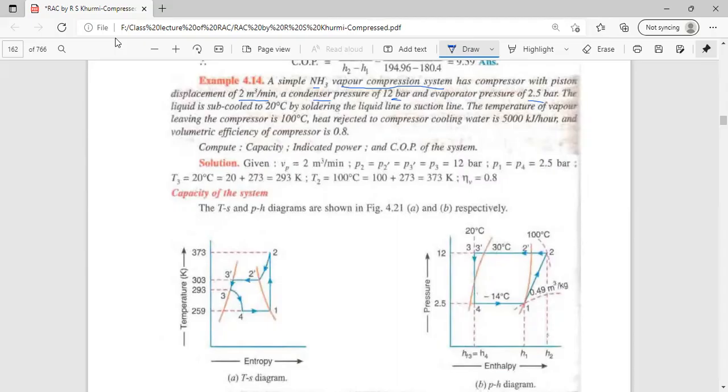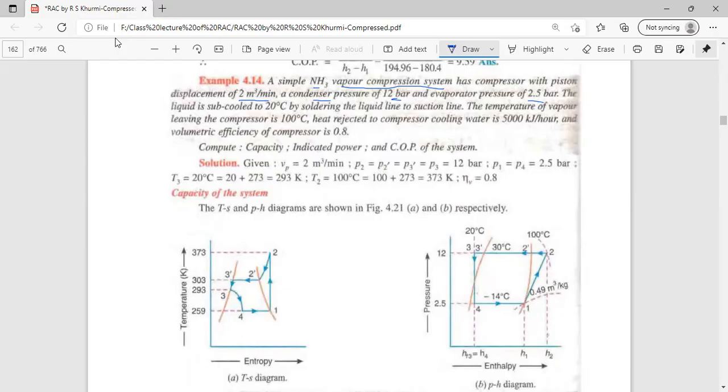Means the liquid, after the condensation process, is further cooled in the liquid state by 20 degrees centigrade. We have told that this is done in order to improve the refrigerating effect or COP of the refrigerating system a bit. The temperature of vapor leaving the compressor is now 100 degrees centigrade.